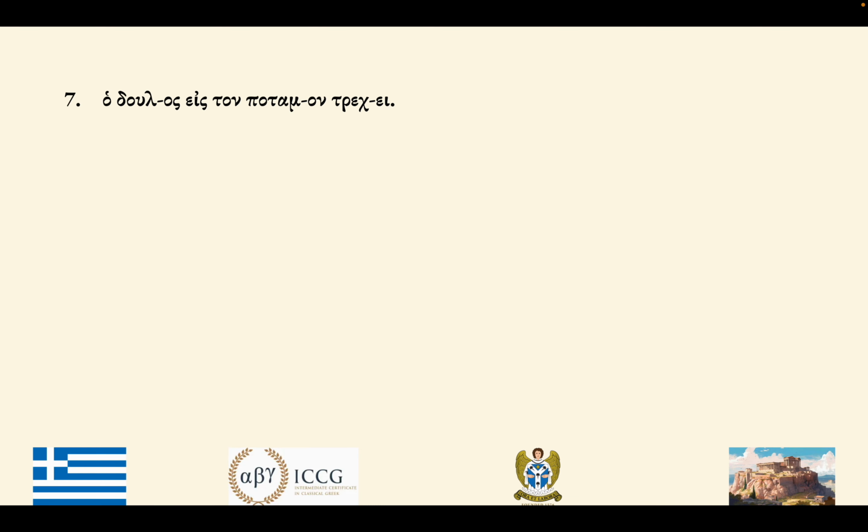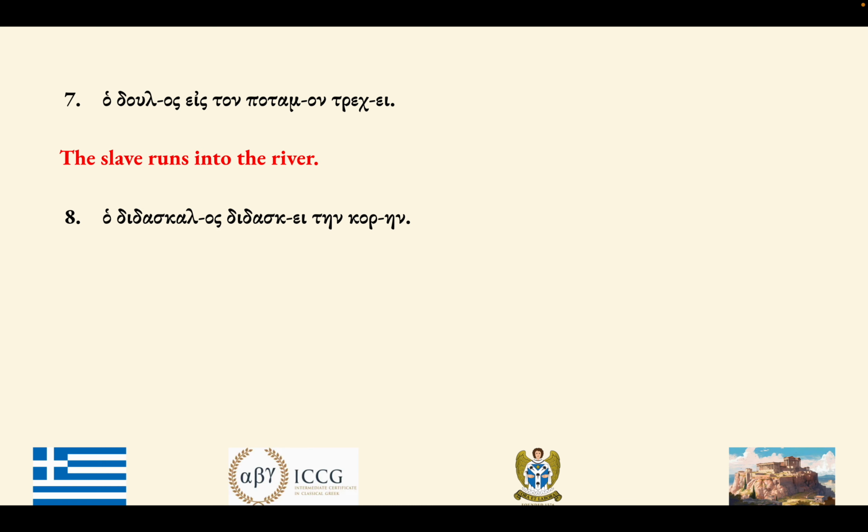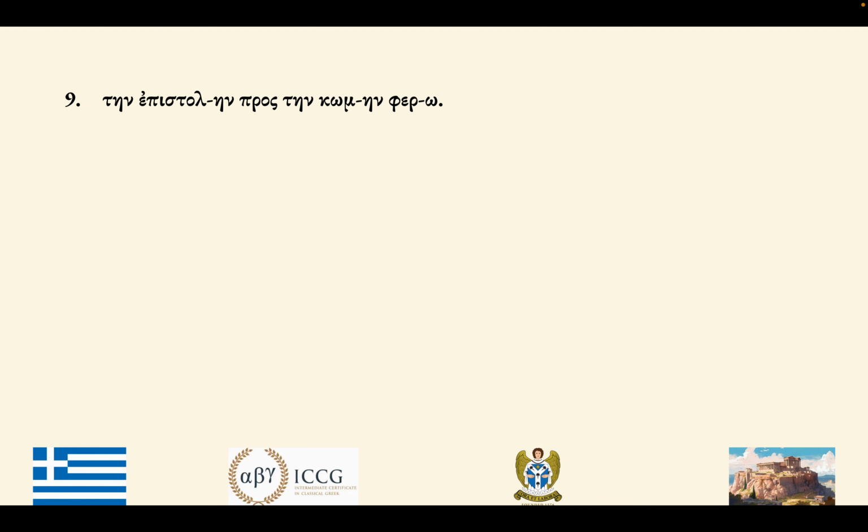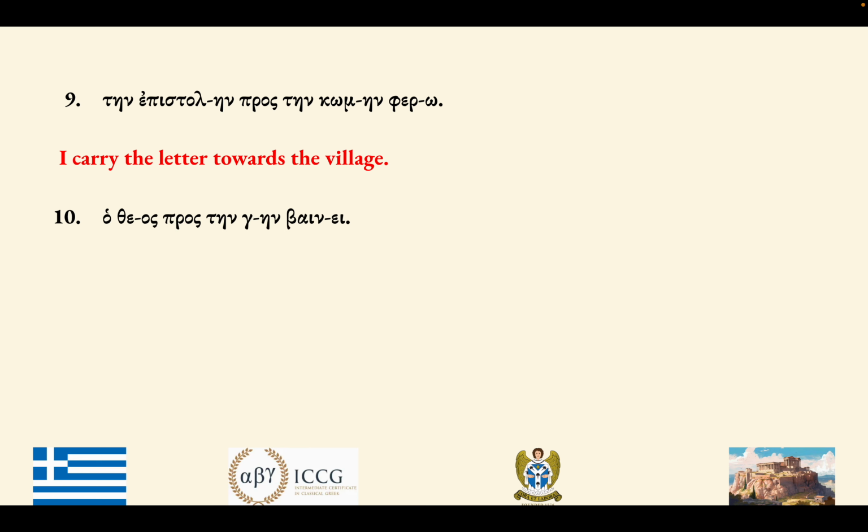Number 7, hodoulos eis ton potamon treke. The slave runs into the river. Number 8, hodidaskalos didaske ten koren. The teacher teaches the girl. Number 9, ten epistolen pros ten komen fero means I carry the letter towards the village. Then ho theos pros ten gen bine. The god goes towards the land.